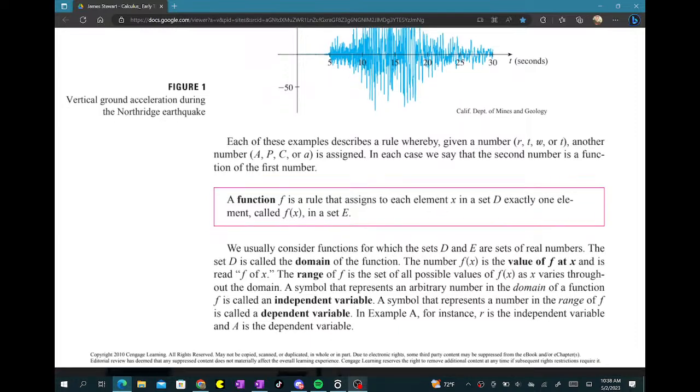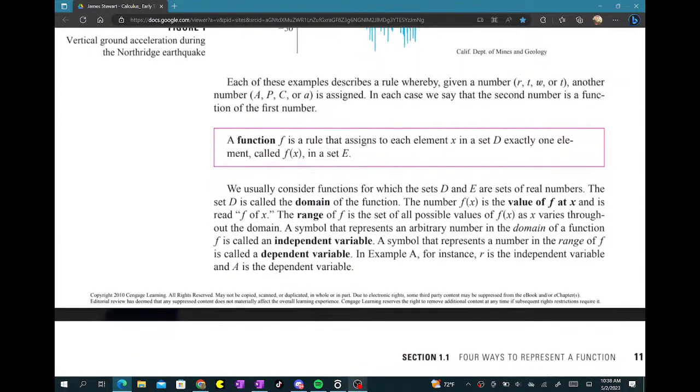We're going to just go ahead and read this definition. A function f is a rule that assigns to each element x in the set D exactly one element called f of x in a set E. Okay, let me just explain what that means.